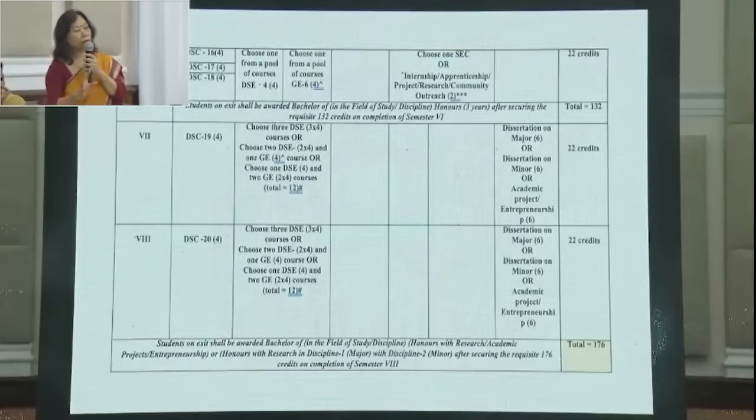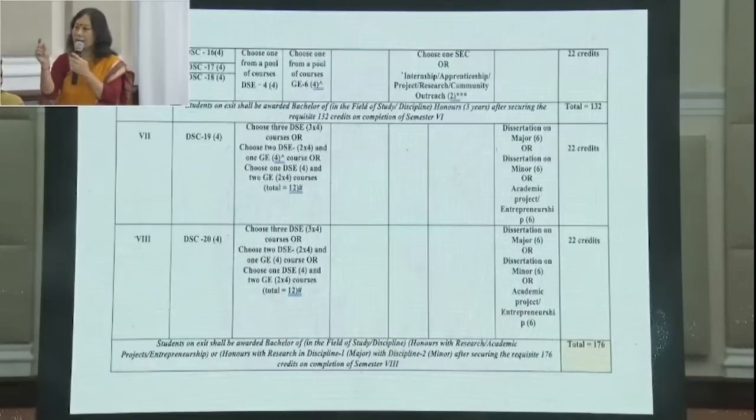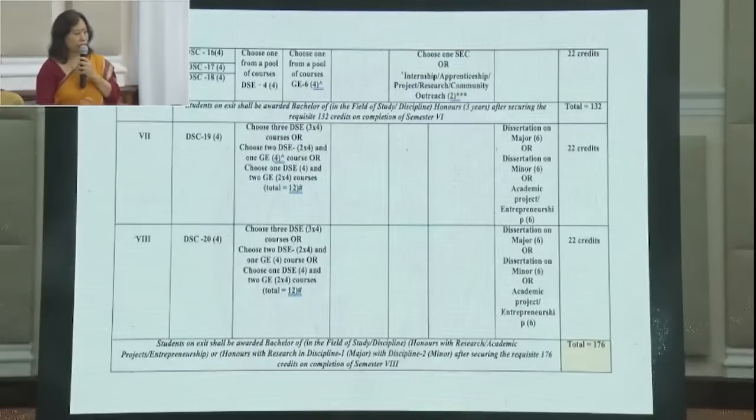If you look at the pattern, semesters one and two have the same uniform pattern. Three and four have a uniform pattern where you have choices between DSC and GE, right? And the fifth and sixth again have a uniform pattern. Every semester, the credits to be earned are uniform, 22 per semester. At the end of three years, a student who exits shall be awarded a bachelor's degree in that field of study. In case of a single core discipline program, honors will be awarded after securing 132 credits.